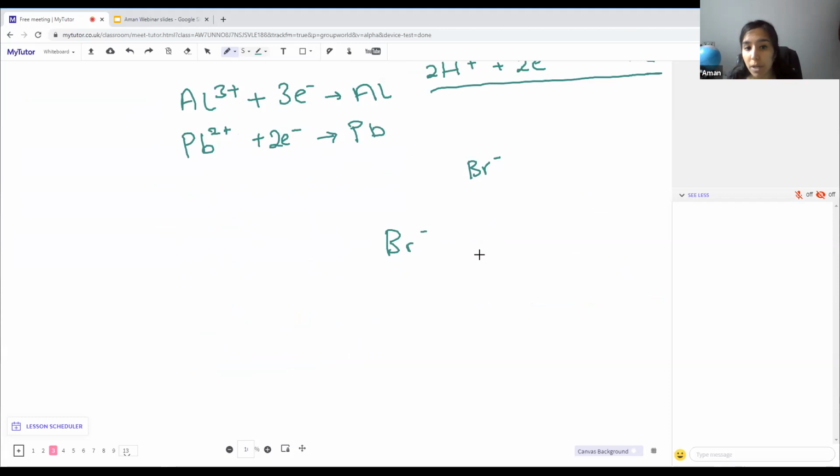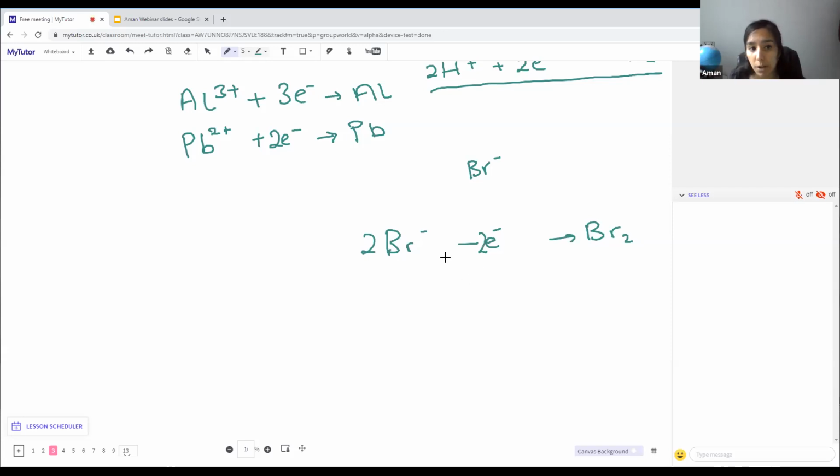But what we need to remember is we need to balance that equation. So if we have Br-, they lose that electron, so they minus off an electron. It's then going to become Br2. And the reason for that is that bromine and all the halogens go around as pairs. So that's important to remember. So we just need to balance it. So that means we need 2 bromide ions and 2 electrons there, because every bromide ion will lose 1 electron.